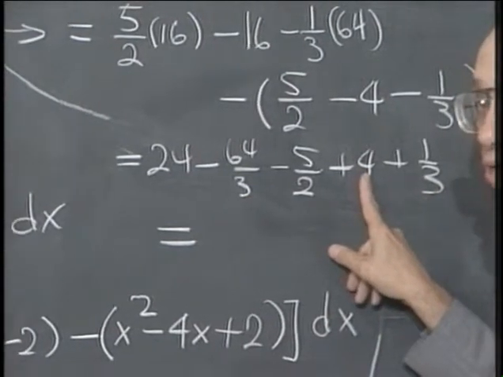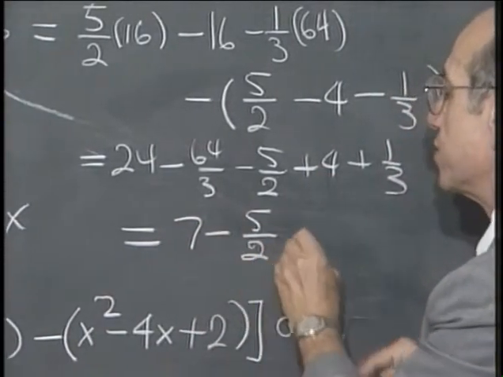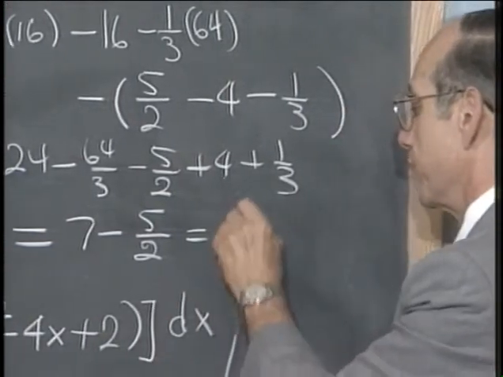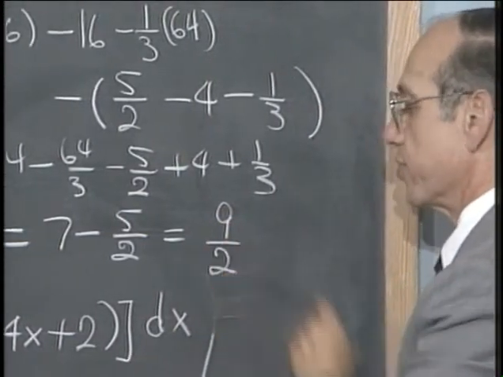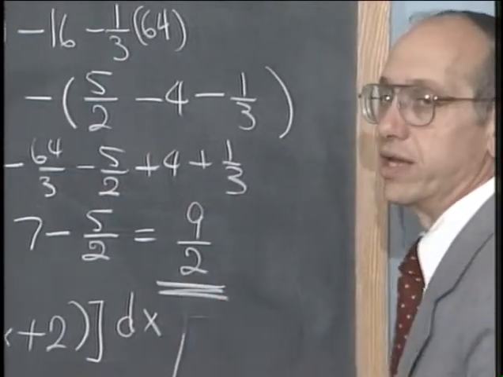We have a 4 here. 3 and 4 is 7. So I get 7 minus 5 halves, and 7 minus 5 halves is 9 halves. So the total area that we got is 9/2.